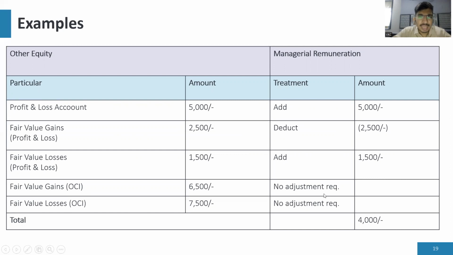However, when you talk about OCI, both the items, gains or losses, we do not want to consider gains, and we do not want to consider OCI also. And these items are not at all impacting my profit and loss account. So I do not want to adjust it. So when I talk about managerial remuneration, what would be my profit as per section 198? It would be 4,000 rupees. This is a simple calculation.